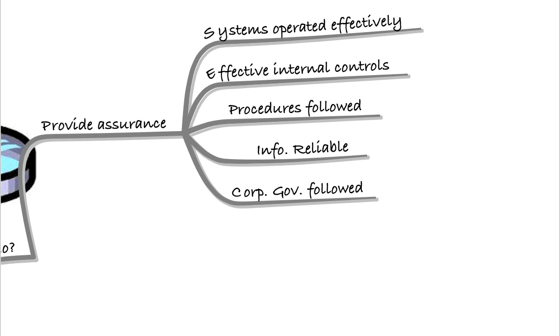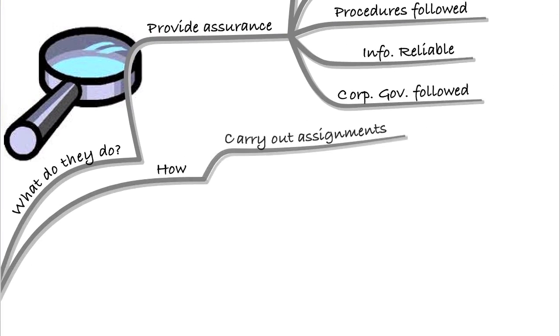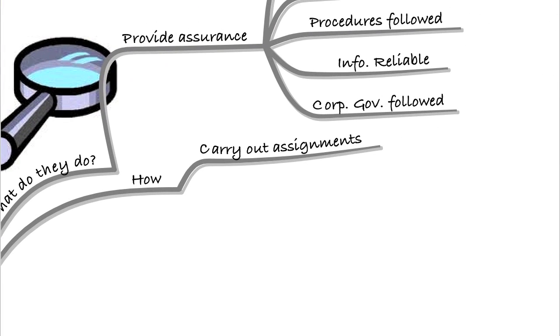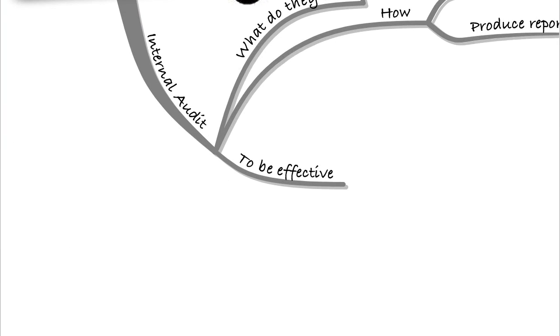We'll look in more detail at exactly what internal audit do in the next lecture, but what we know at this point is that they will carry out assignments, and we'll look in detail at those assignments in the next lecture, and then they'll produce reports. So these are the reports that the audit committee will make sure are acted upon by management. So they carry out assignments and produce reports. Let's think a little bit more about the actual function of internal audit and what will make it effective.